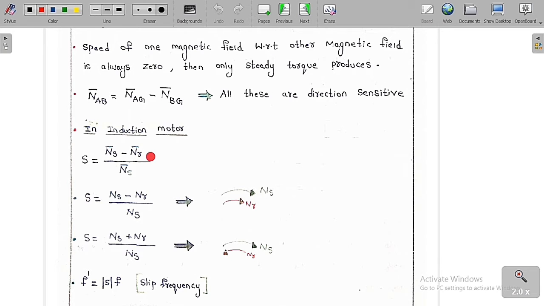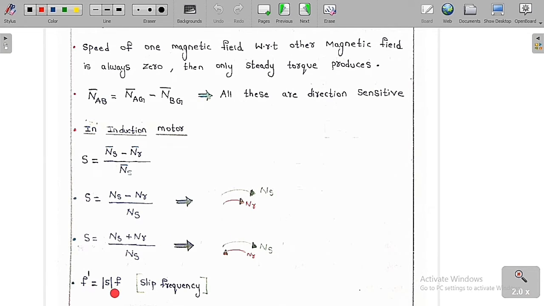So you have to replace nr by minus nr, because these are direction sensitive. Replace here, we are going to get (ns plus nr) by ns. So replace ns by plus ns and nr by minus ns, you are going to get this equation. Whenever ns and nr are in the same direction, slip is equal to (ns minus nr) by ns, and whenever they are in opposite directions, the slip is equal to (ns plus nr) by ns, because this is the relative speed between the two speeds. Here it is a negative, here it is a positive.